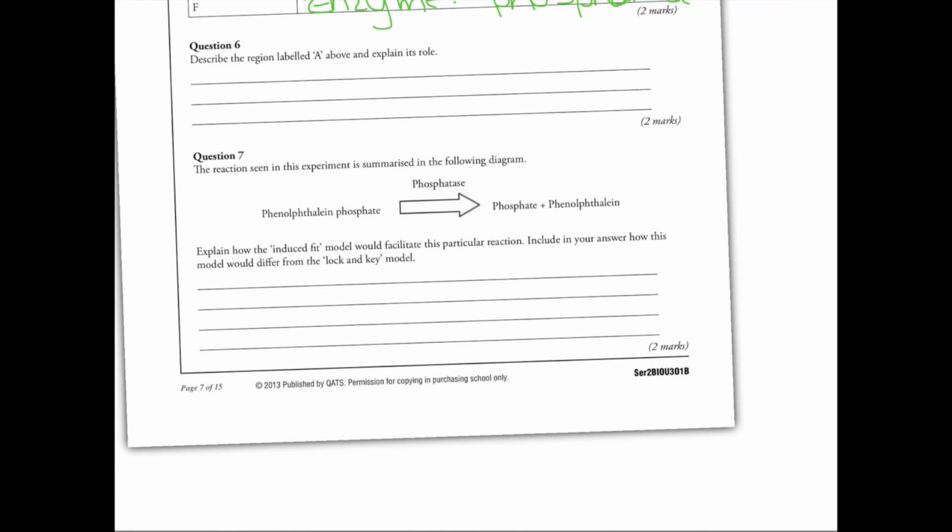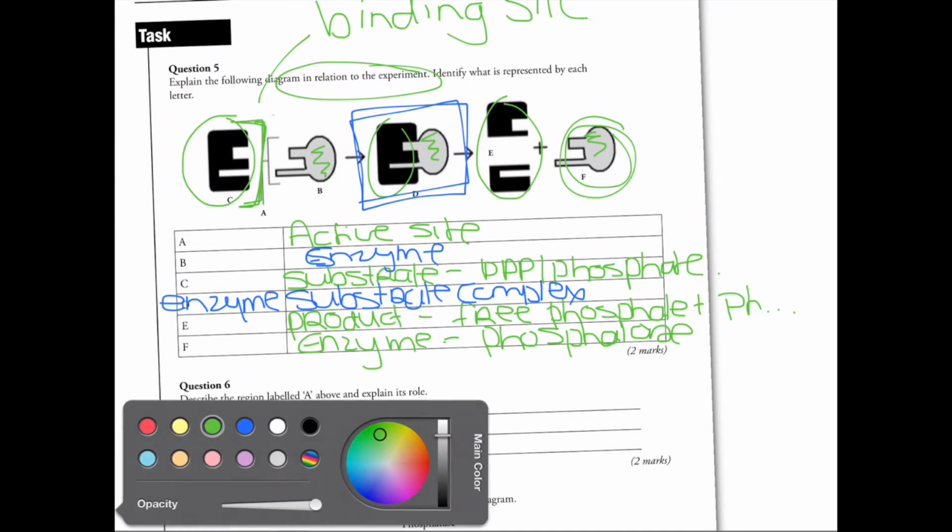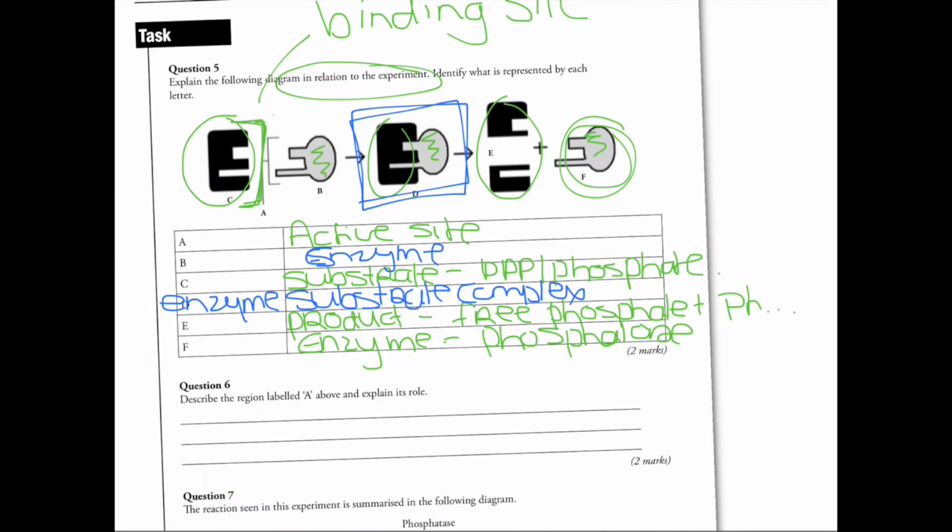Okay, let's go up. Question 6. Describe the region labelled A above and explain its role. Oh, we need to see that diagram. All right, so A, active site. Okay, so the active site refers to a specific region on the enzyme where the substrate can bind to it. Okay, and it needs to be specific to shape.